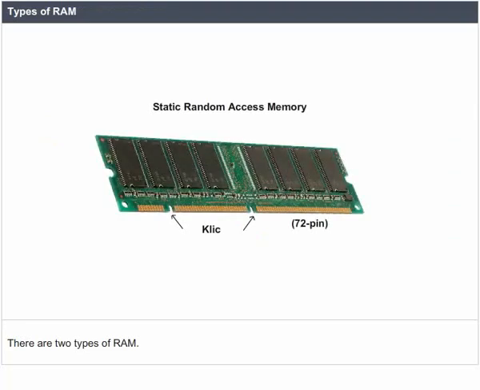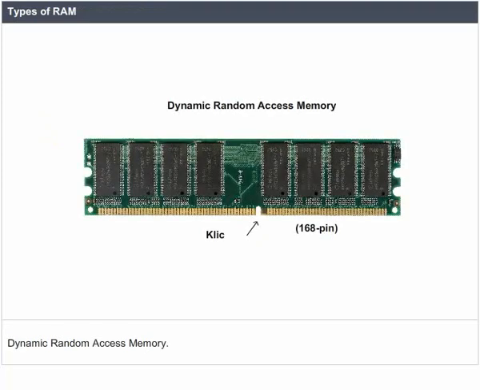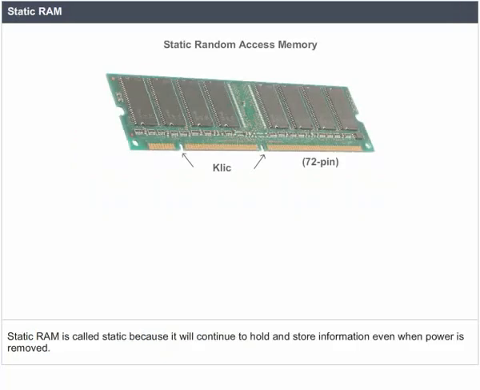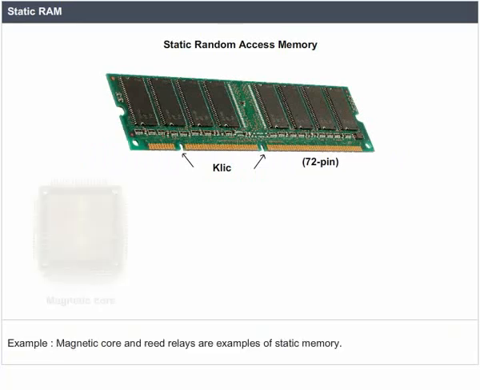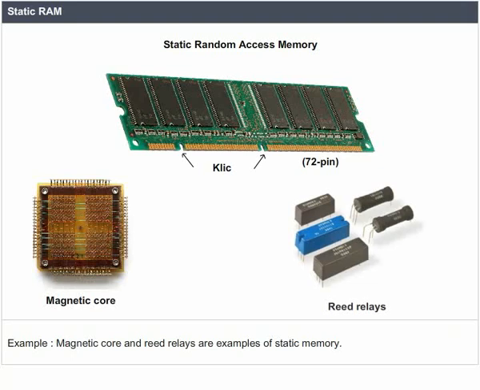Types of RAM. There are two types of RAM: static random access memory and dynamic random access memory. Static RAM is called static because it will continue to hold and store information even when power is removed. Example: magnetic core and reed relays are examples of static memory.